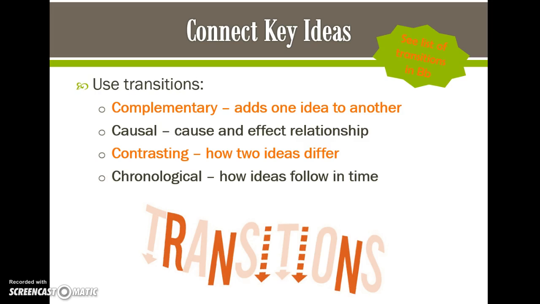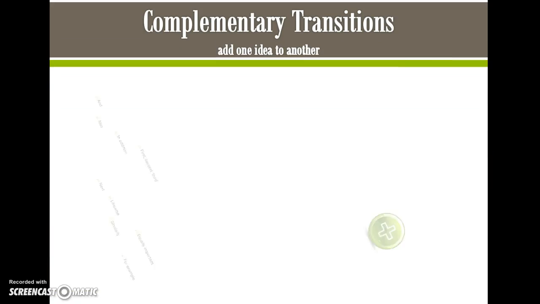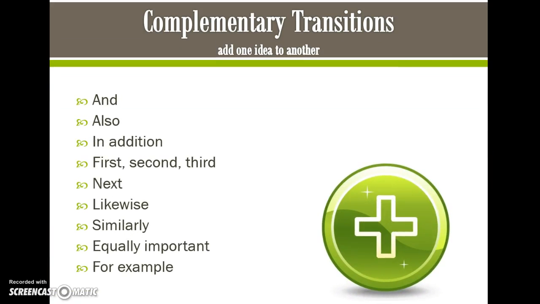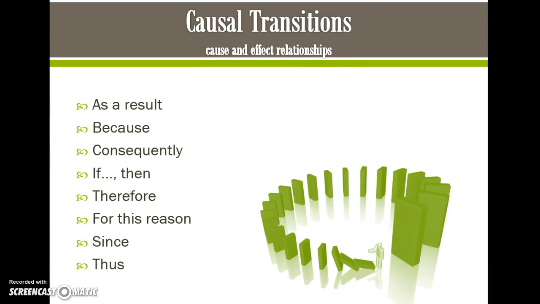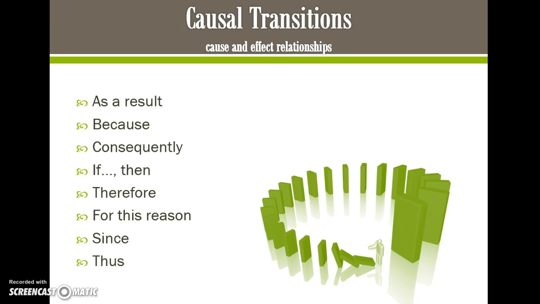All right, so the 4 different kinds. The first one, complementary. This adds one idea to another. So just a couple of examples: and, in addition, next, similarly. You have causal transitions, which again show how one thing actually causes or results in another thing. So as a result, consequently, therefore.